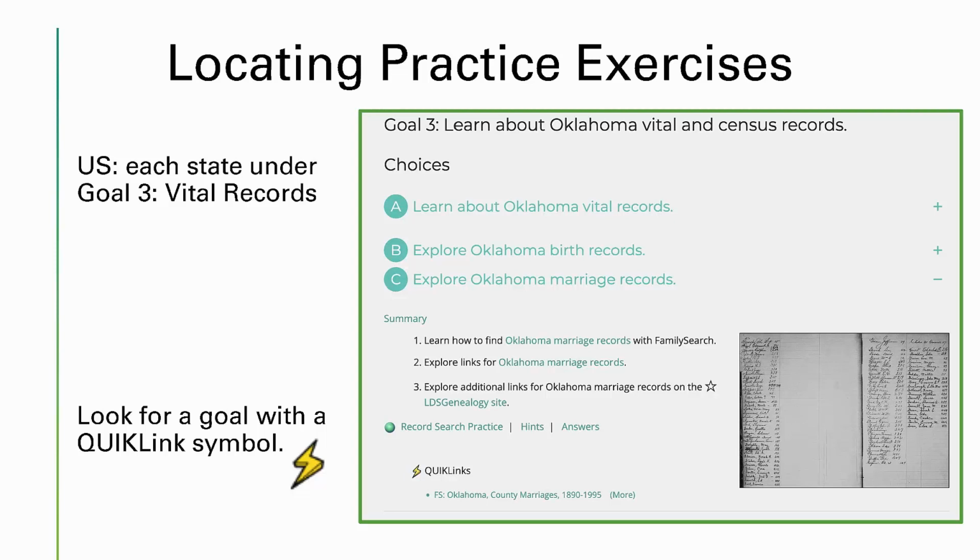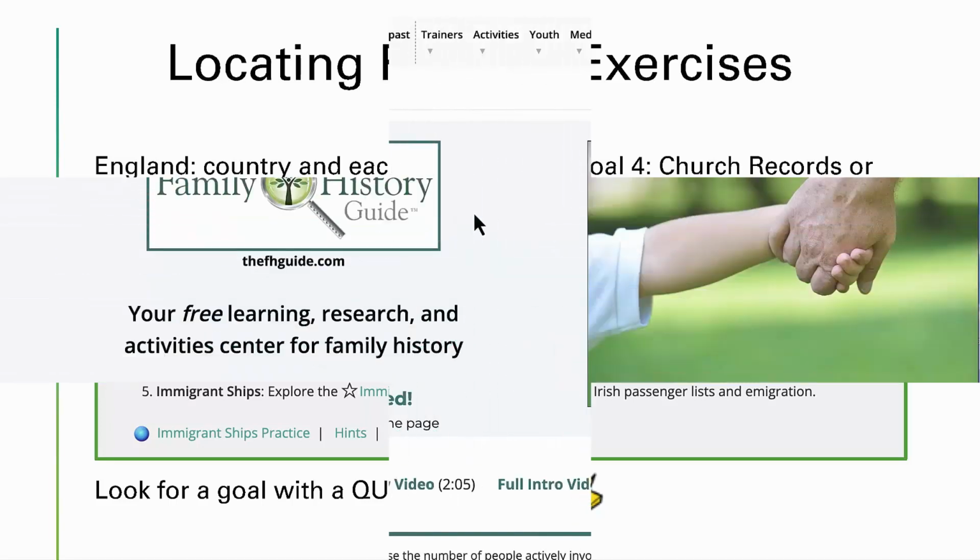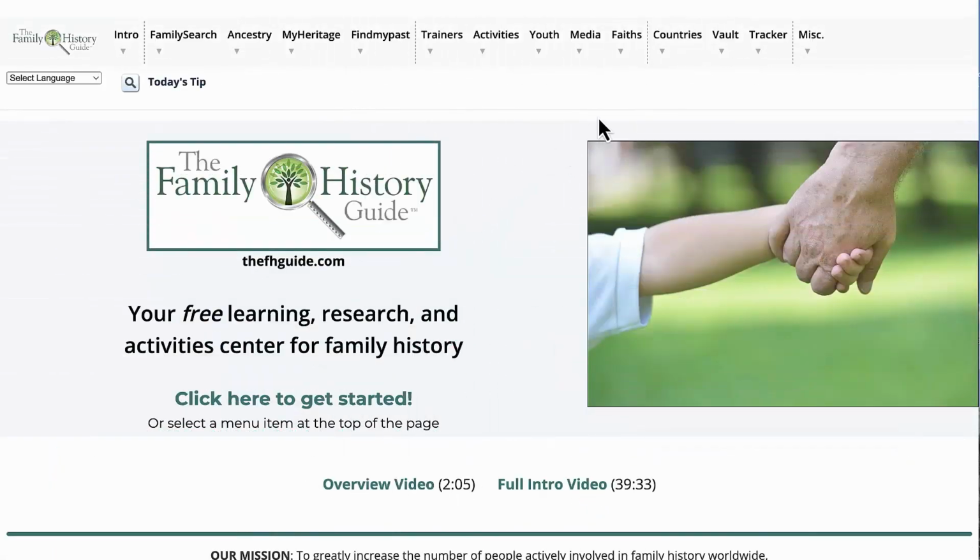In the United States, there is at least one practice exercise per state, usually found under Goal 3, Vital Records. In England, there are 12 general exercises and one for each of the 40 counties, and these are usually found under Goal 4, Church Records. There are several listed under Scotland, Ireland, Northern Ireland, Wales, Channel Islands, and the Isle of Man. More are being added regularly. Let's take a look at the practice exercises.